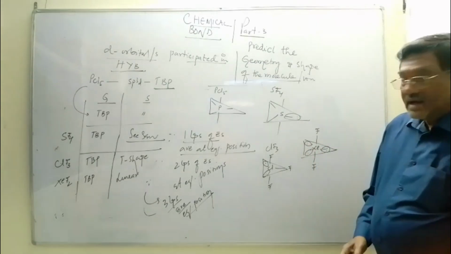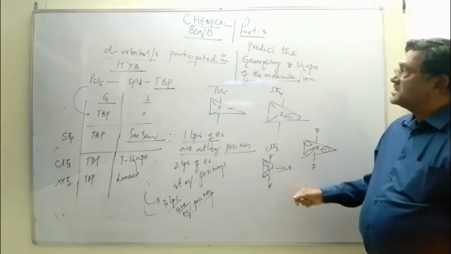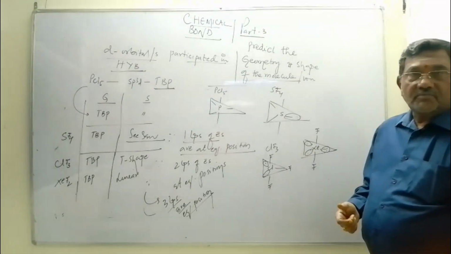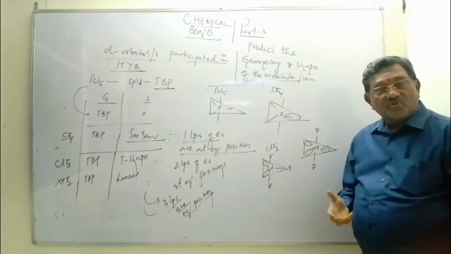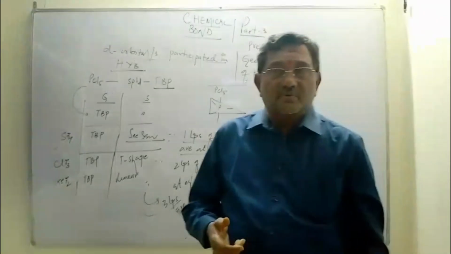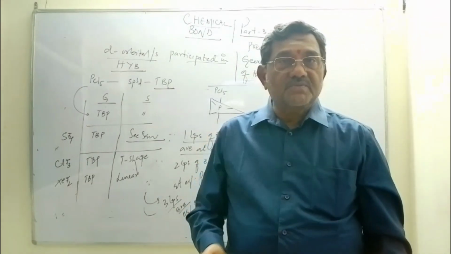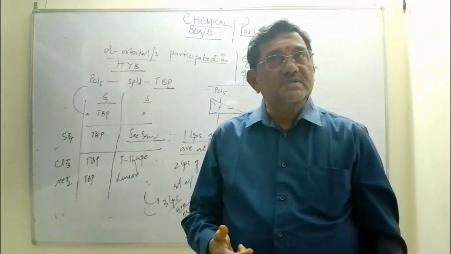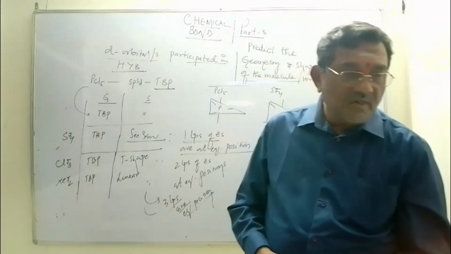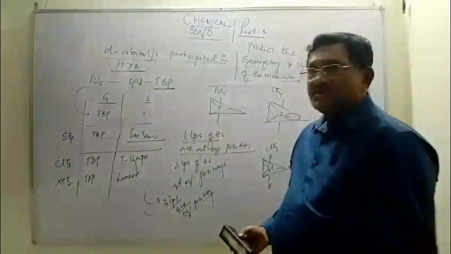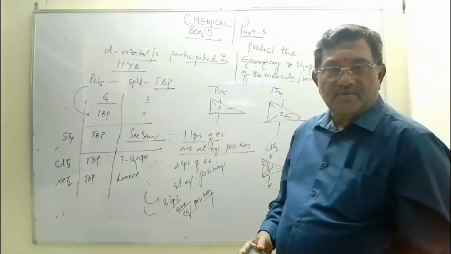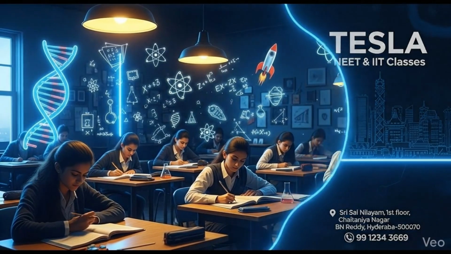Okay, children? This is the end of this session. We will continue with part 4 in the next session. Not only this, we will also cover how to find the fractional charge, average fractional charge, average bond order, and all those things, as well as p-pi and d-pi concepts. After that, we will switch over to other concepts. Thank you very much.